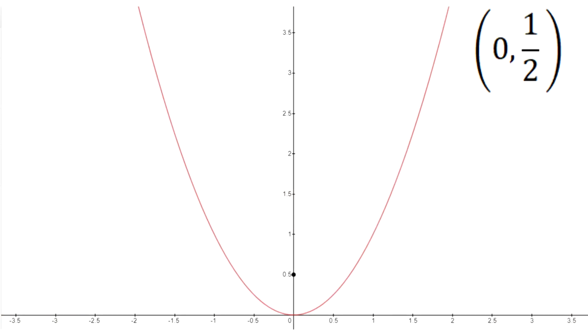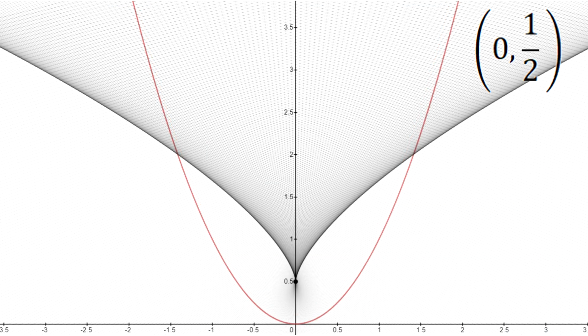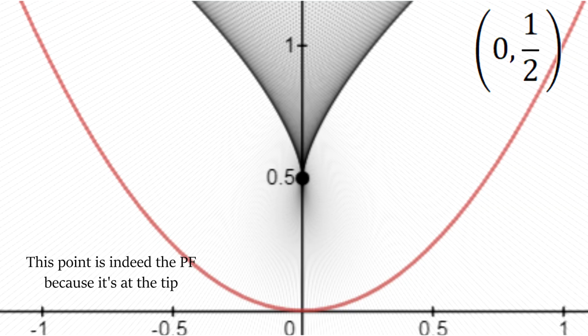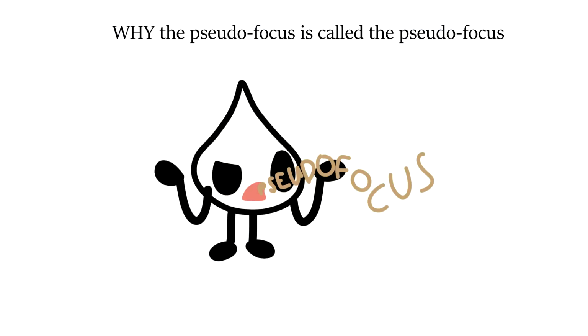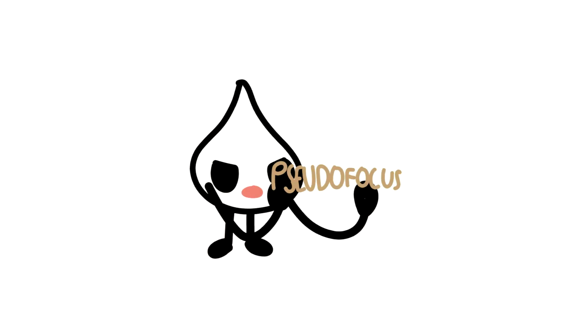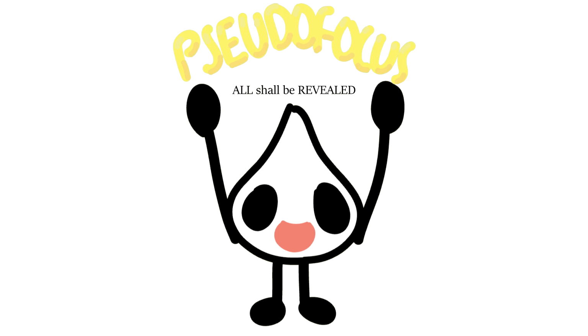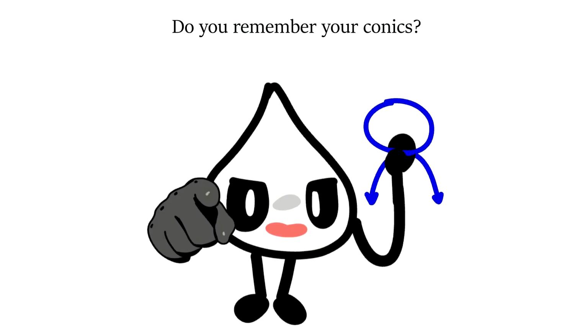If we plot the PF 0, 1/2 with a parabola and then show the normal map, we can confirm that this point is indeed the pseudo-focus because it's at the tip. Now for this finale, I never told you directly why the pseudo-focus is called the pseudo-focus, but now all shall be revealed. So do you remember your conics?